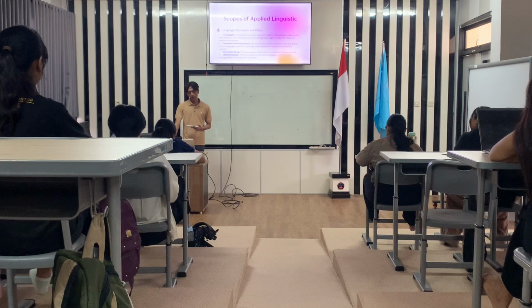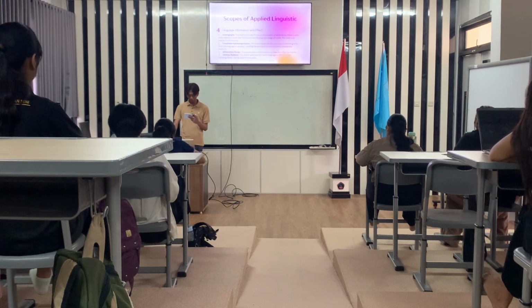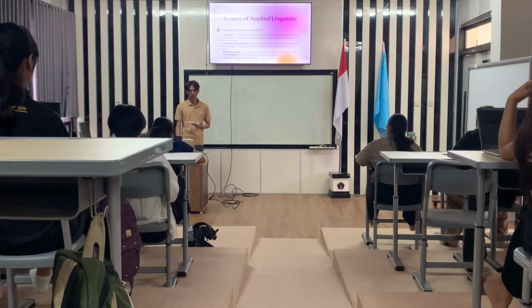And the second one, we have translation and interpretation. So this branch deals with the process of translating text from one language to another, including the development of translation theories and methods. And the next one, we have information design. And this branch is the representations of information in clear and effective manner.